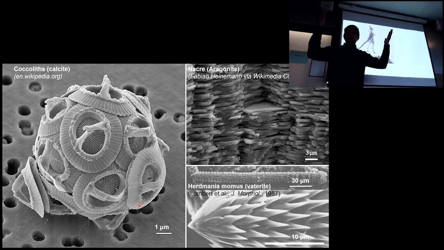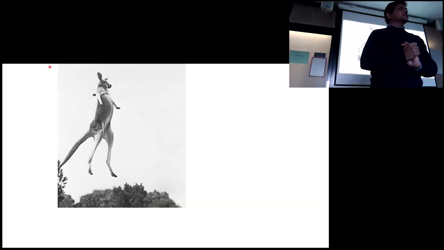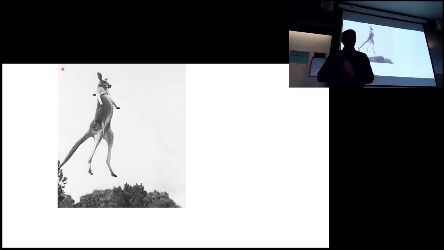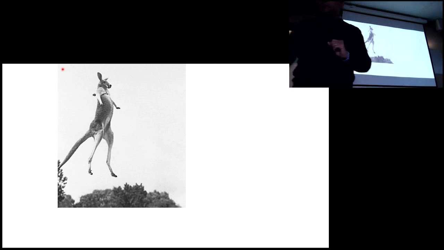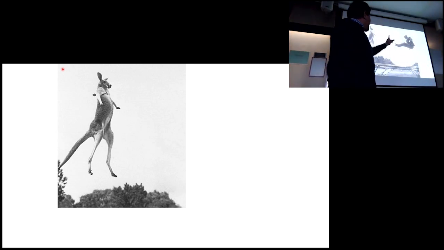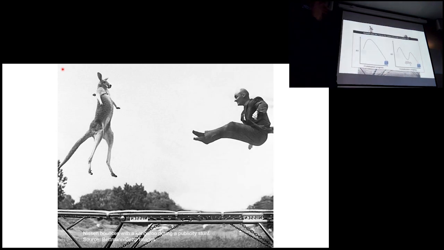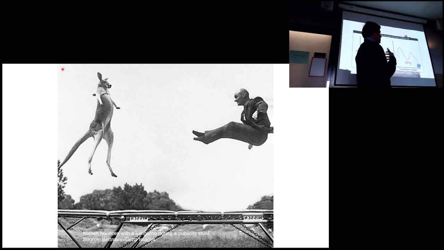There is a kangaroo there. So you know that kangaroos can jump very high, right? Do you think humans can outjump kangaroos? Turns out they can. And the founder of the trampoline found no better way to demonstrate the point.